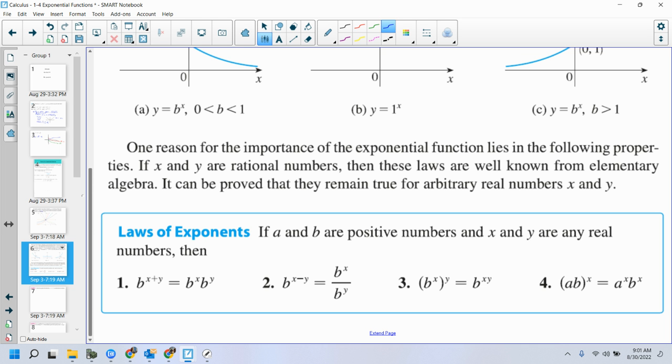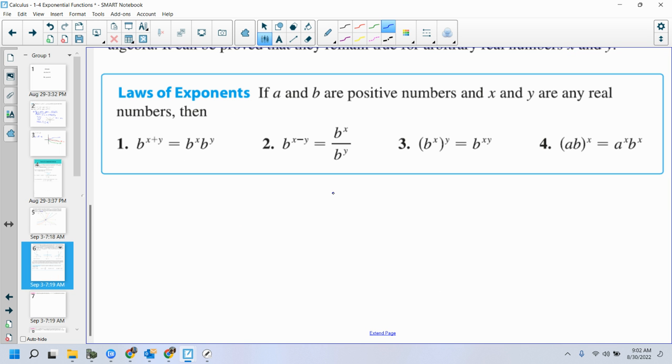So again, just to make note of a couple things here. If you are adding within an exponent, you are multiplying with bases. If you are subtracting within an exponent, you are dividing with the bases. If you are taking a power to a power, you are multiplying with the exponents. And if you are taking the power of a product, then you can basically just distribute that power.